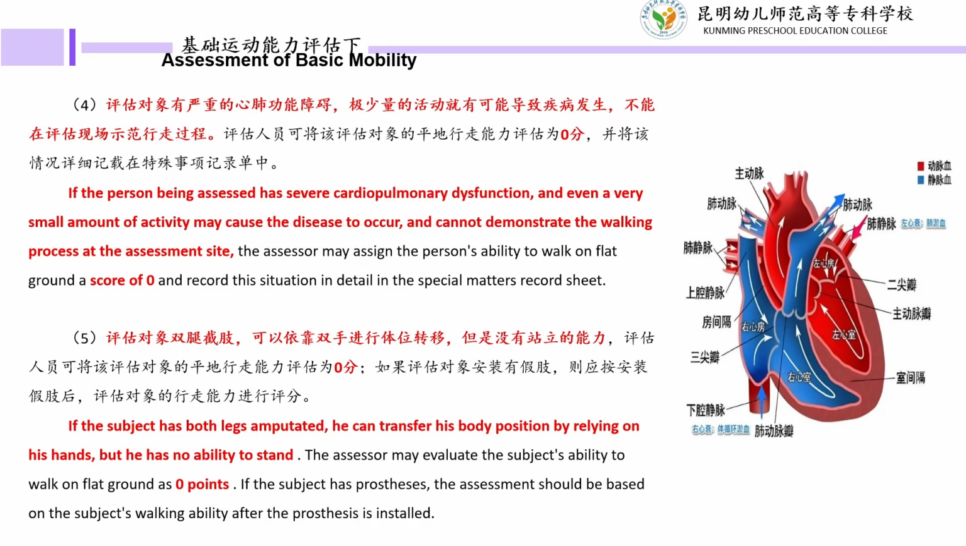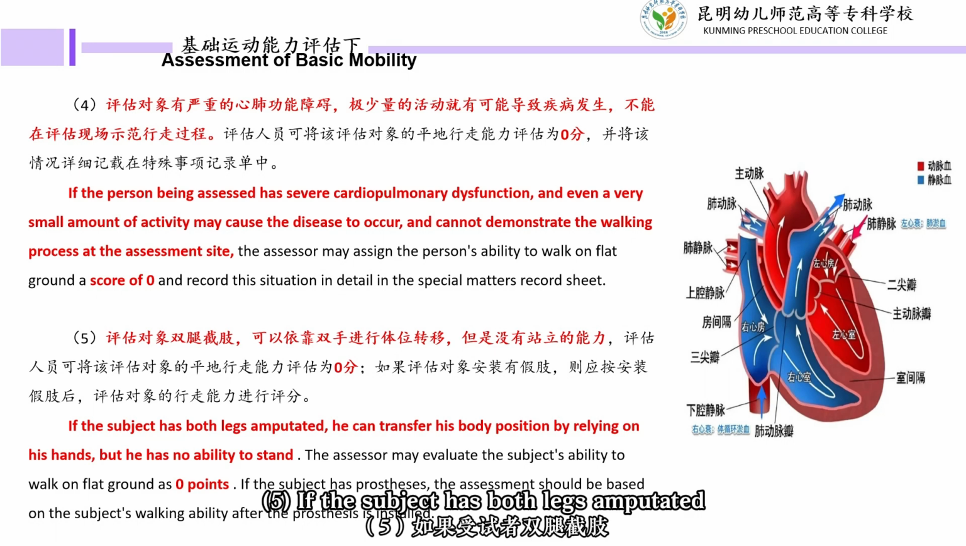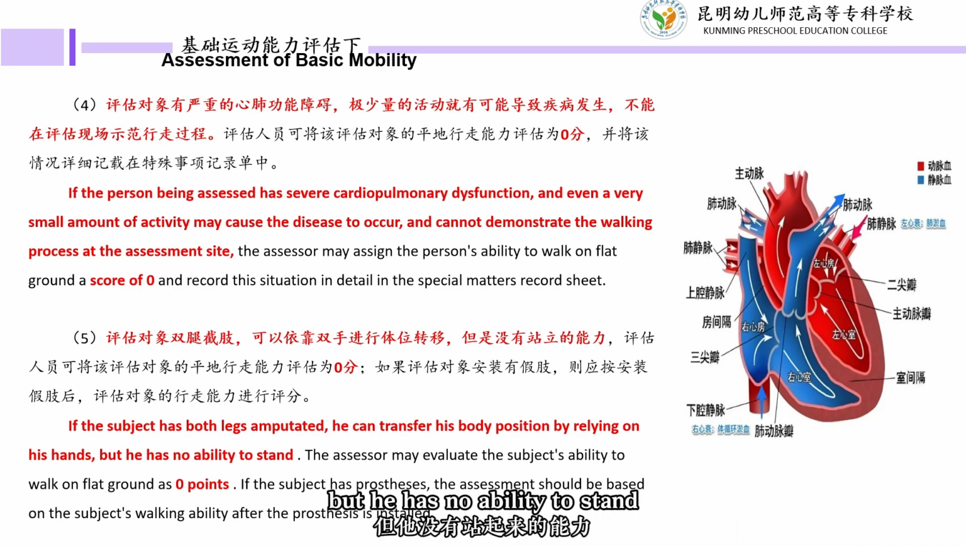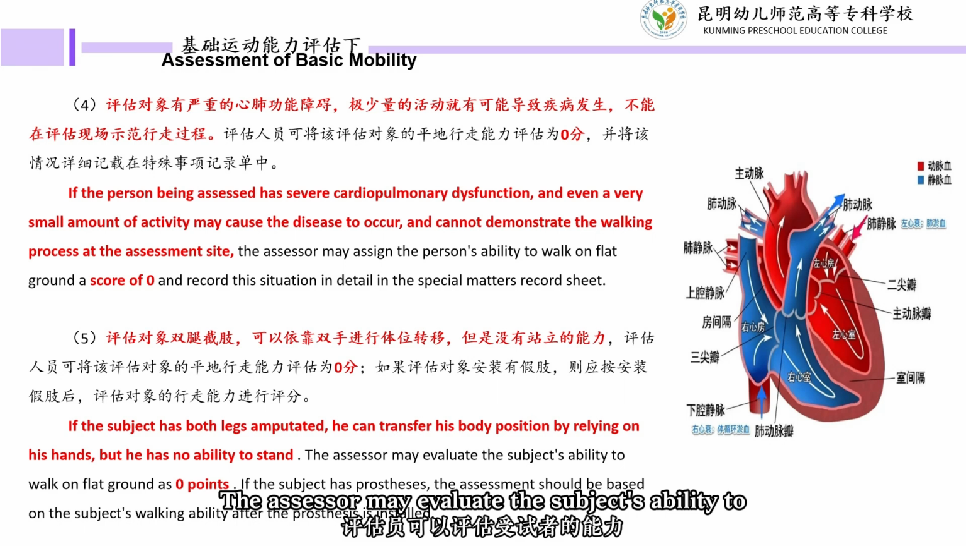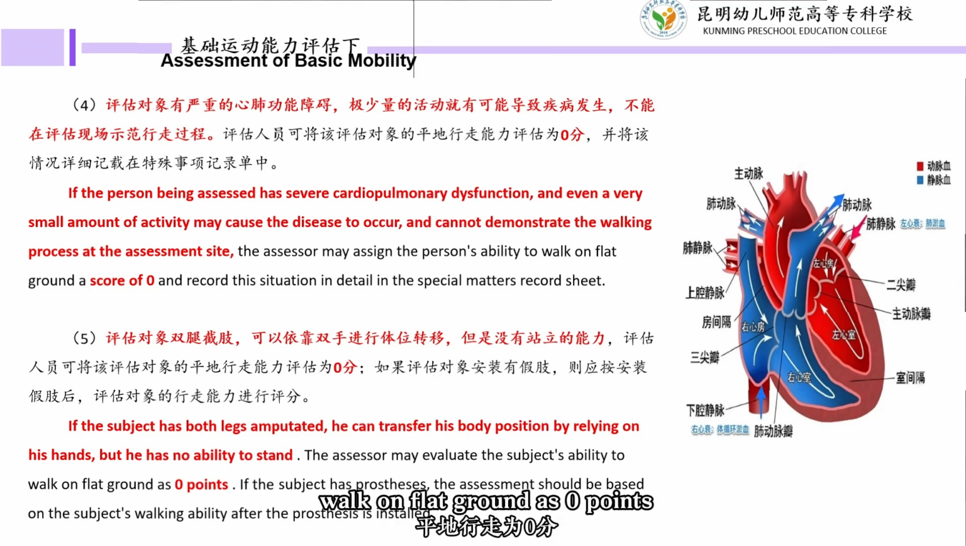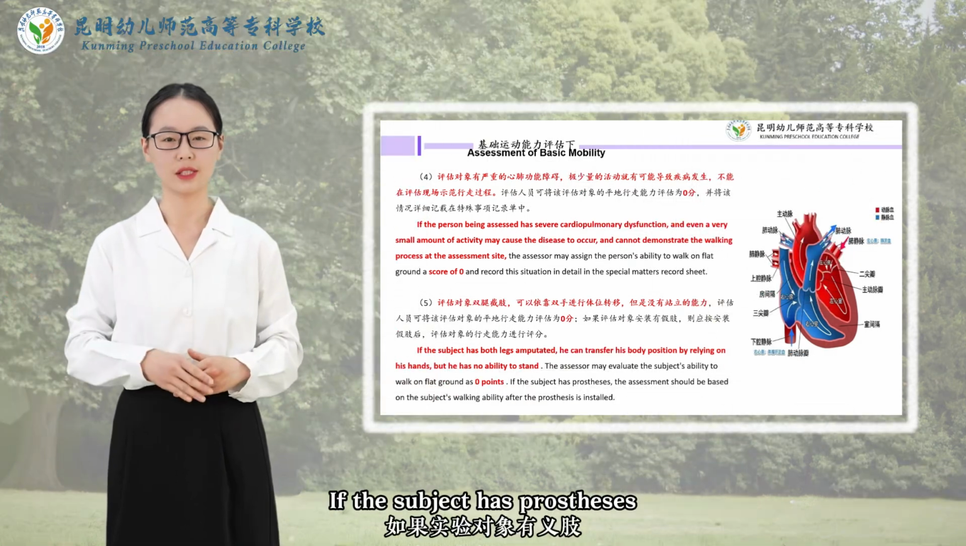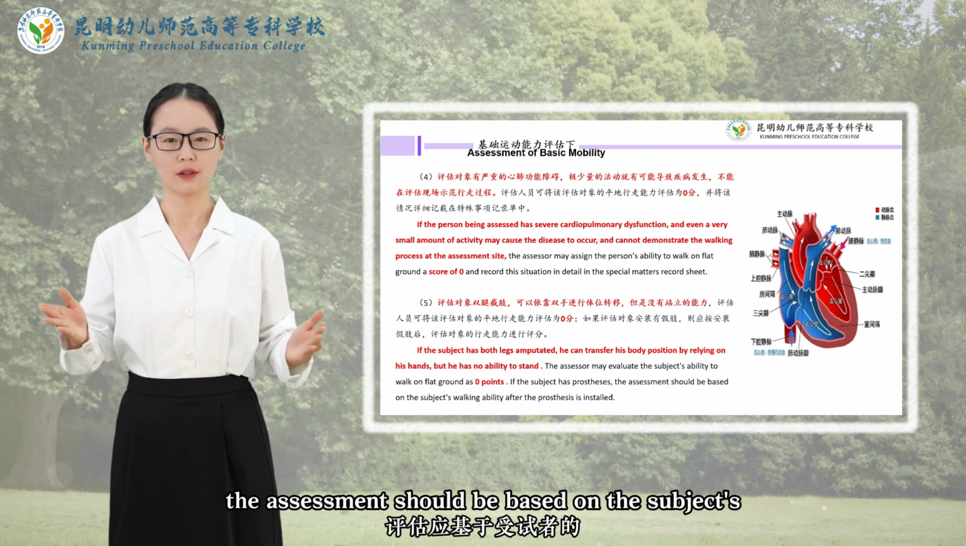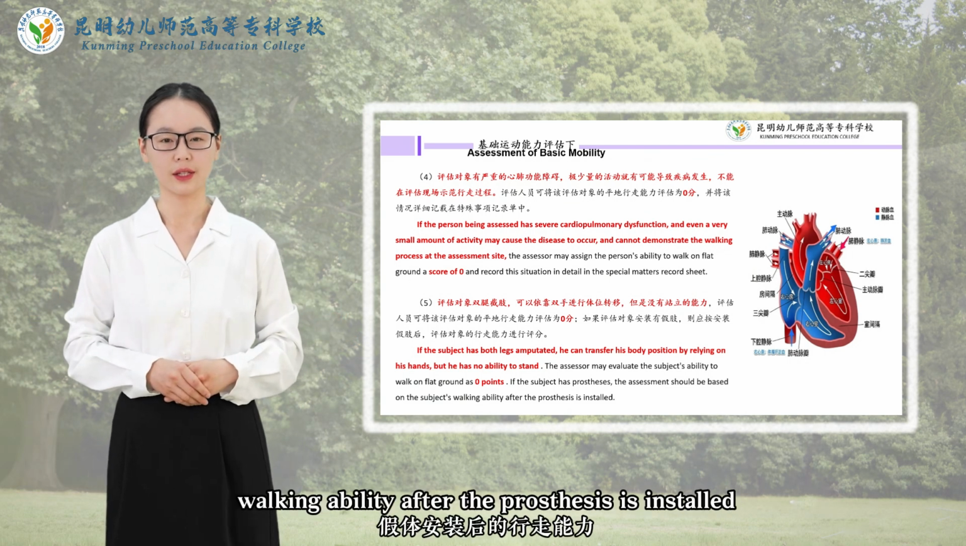record sheet. 5. If the subject has both legs amputated, he can transfer his body position by relying on his hands, but he has no ability to stand. The assessor may evaluate the subject's ability to walk on flat ground as 0 points. If the subject has prostheses, the assessment should be based on the subject's walking ability after the prosthesis is installed.